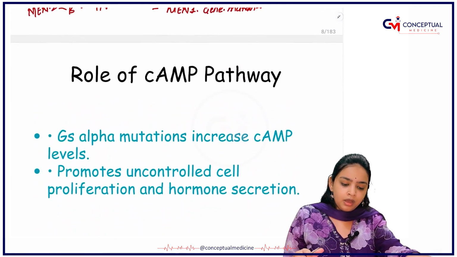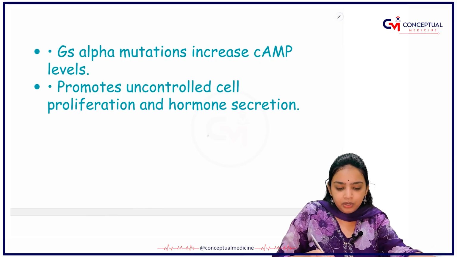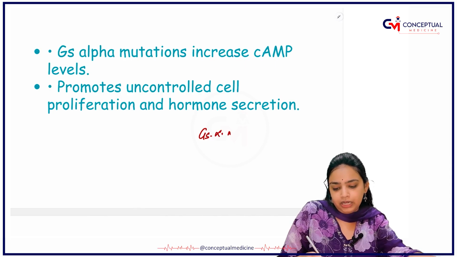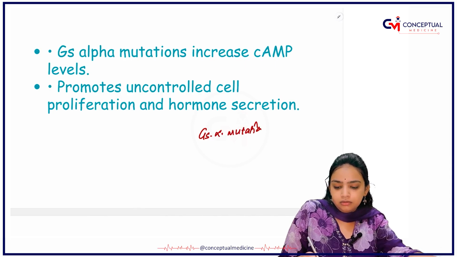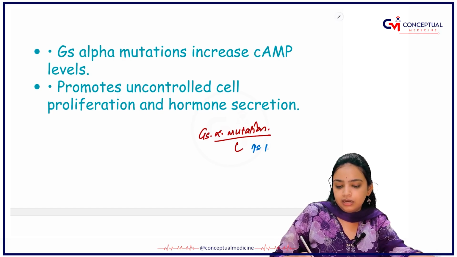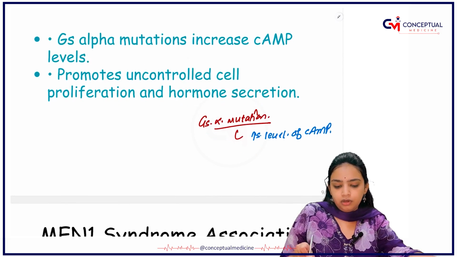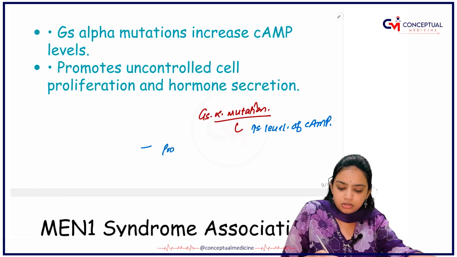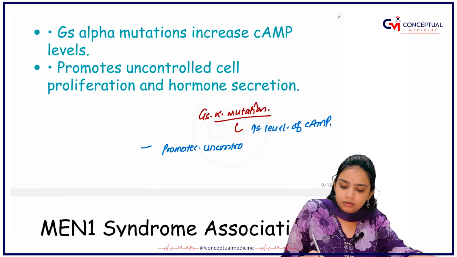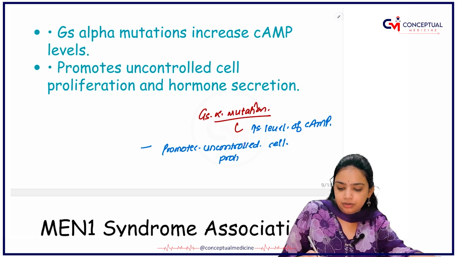Don't worry. What is the role of the CHH pathway? So the CHH pathway, what it does is there is an increased GS alpha mutation. Basically it increases the level of CHH and promotes the uncontrolled cell proliferation.